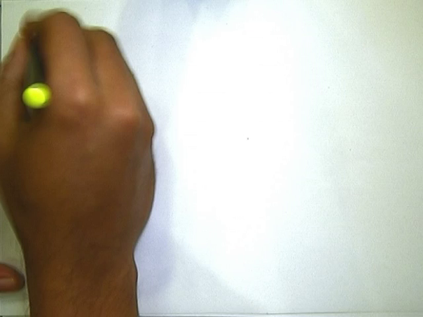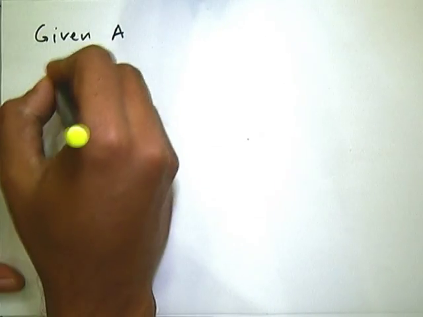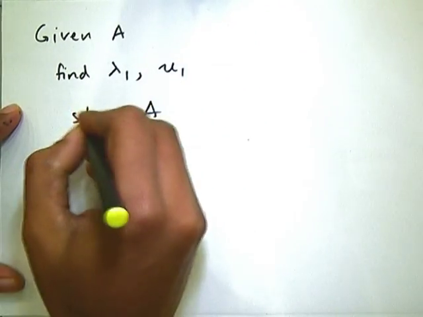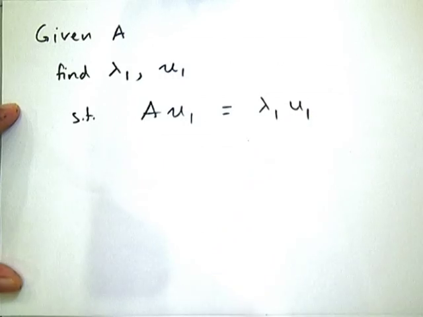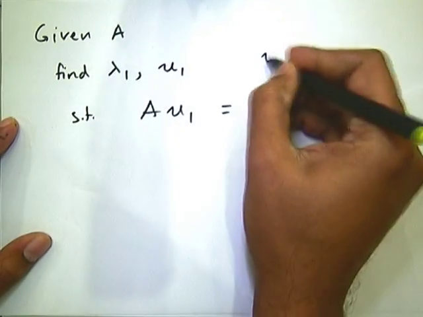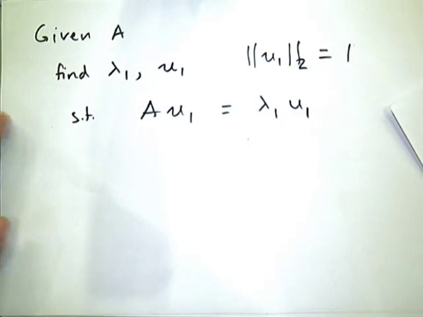This is like a hundreds of years old problem. Given a matrix, can I find its eigenvalue? That's lambda 1. So given A, I'm trying to find lambda 1 and a vector u1 such that A times u1 is lambda 1 times u1. So that's what's happening here. This ratio is lambda 1, and this direction, I don't care about what the magnitude is, the direction is u1. So I can arbitrarily set that the norm of u1 should be equal to 1. It doesn't matter. I started on the unit circle that got stretched into lambda u1.